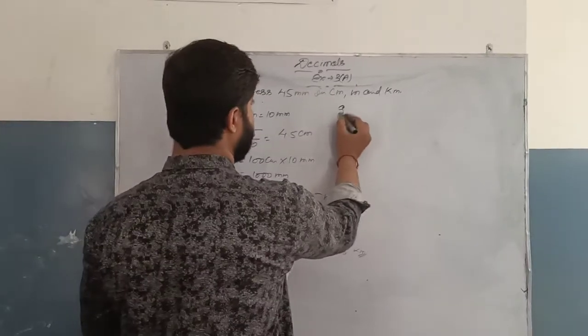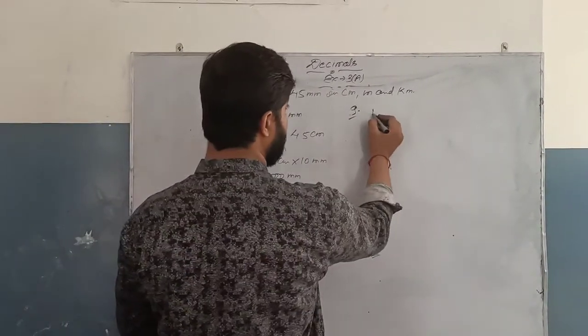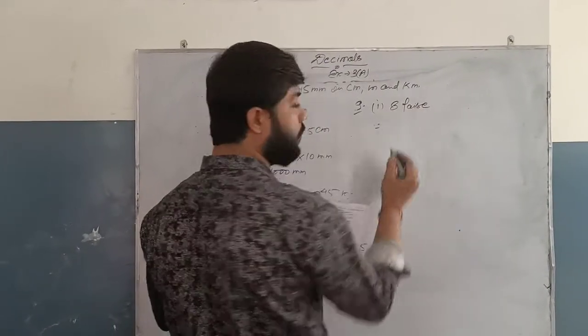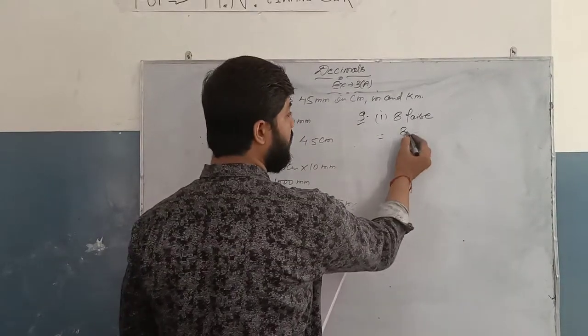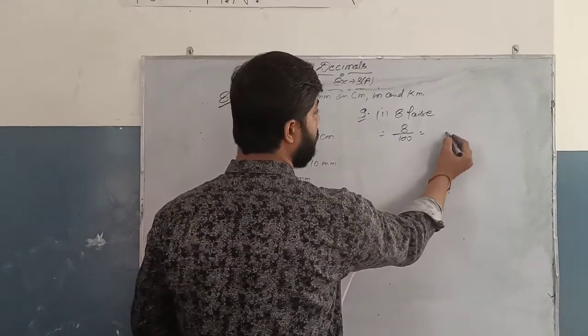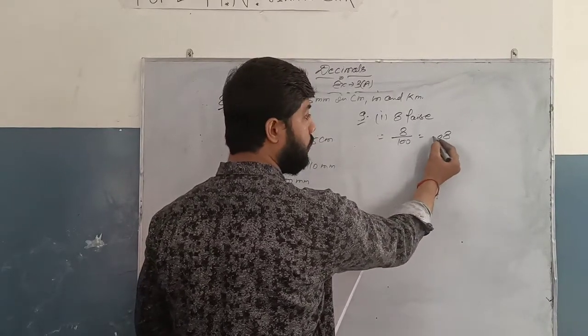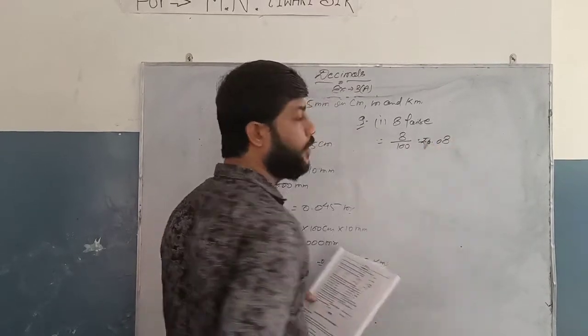Okay. Number 9. Express as rupees using decimals. First number is 8 paise. We have to convert it into rupees. We know 1 rupee has 100 paise. So we will divide it by 100. And that will give you 8. We will count 2 decimal places, 1 and 2. Here. So this much rupees will be your answer.